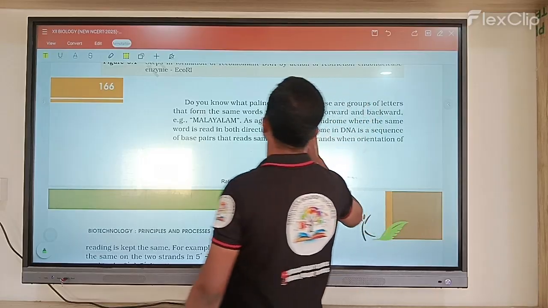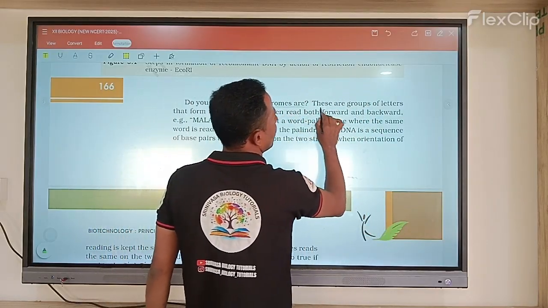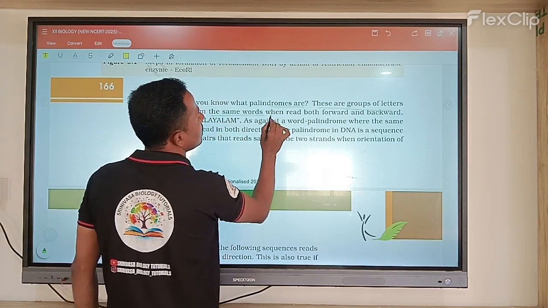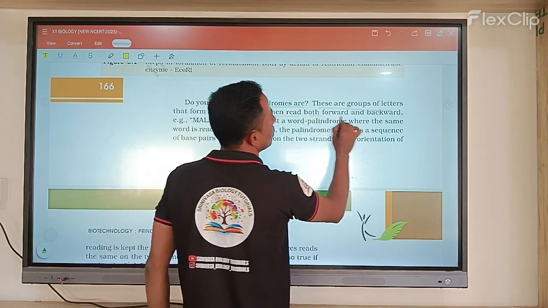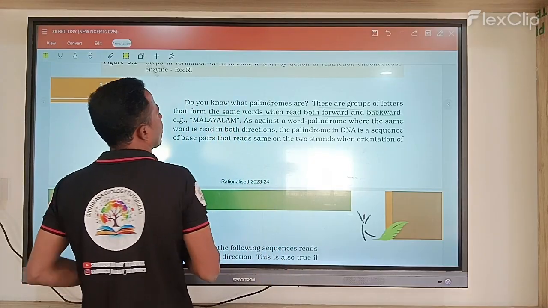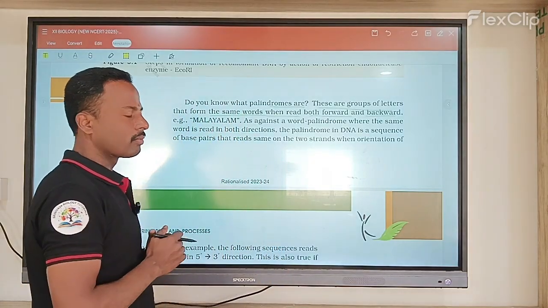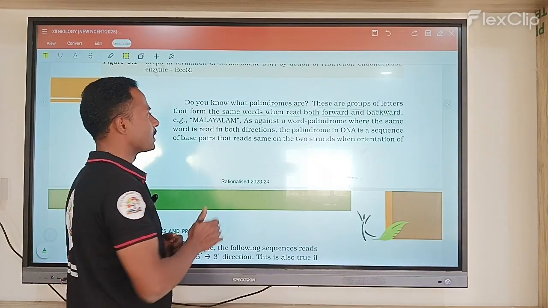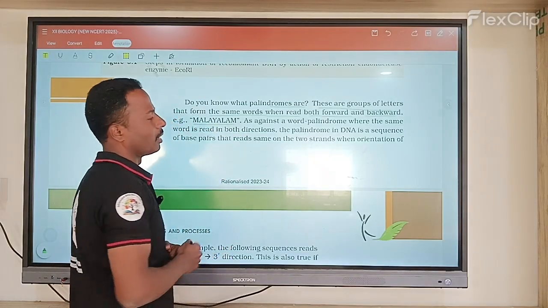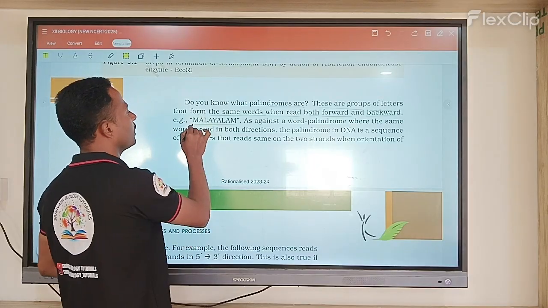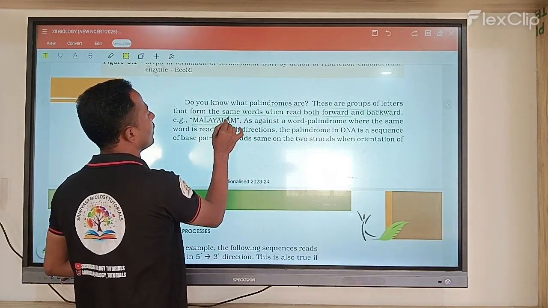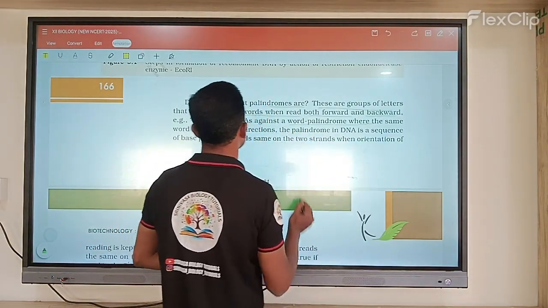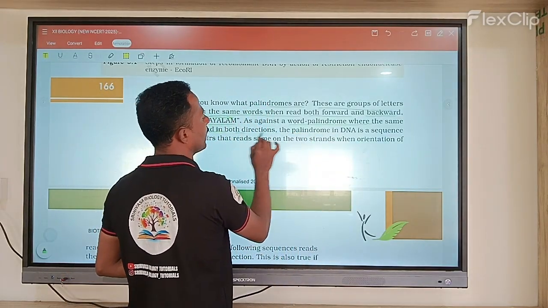Do you know what a palindrome is? They are groups of letters that form the same word when read both forward and backward. So both backward and forward the word will be the same. That is called a palindromic sequence. They have given here the example Malayalam, front to back and back to front, with the same sequence. Palindromic words are the same when read in both directions.